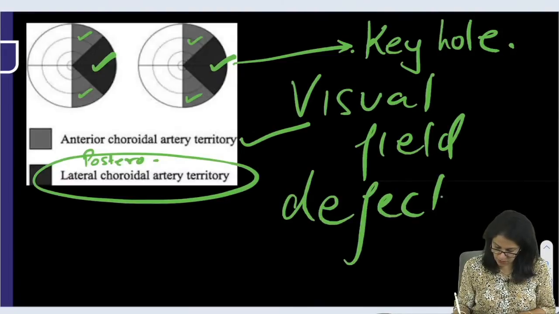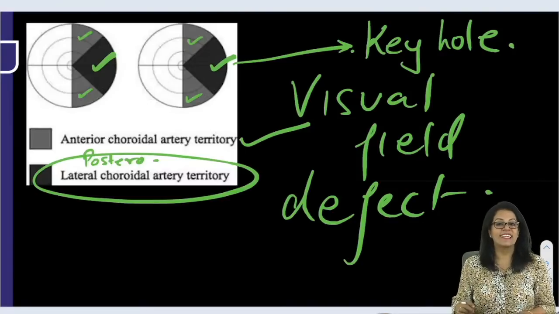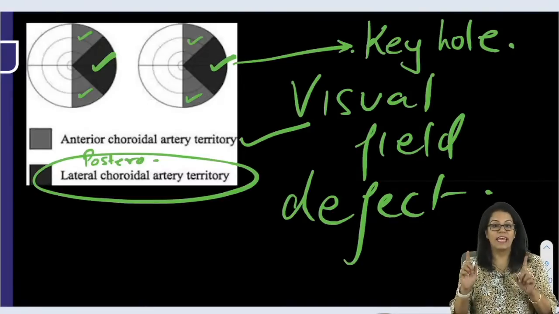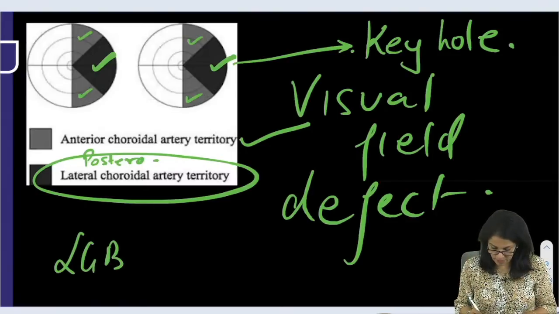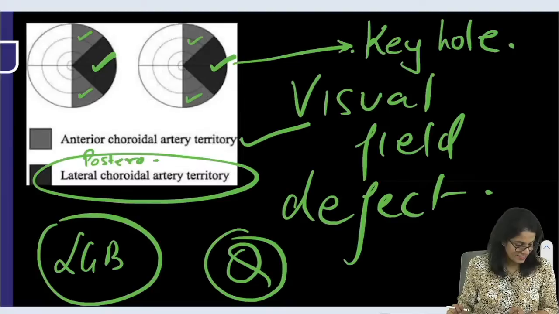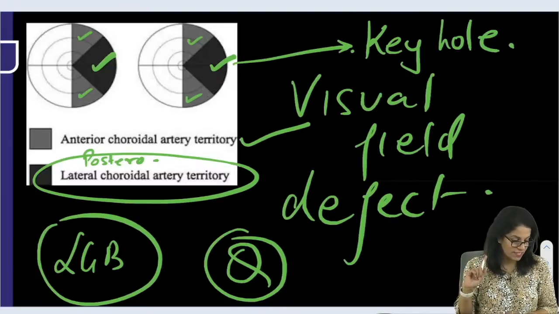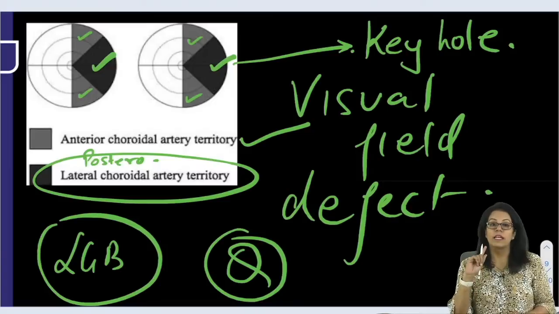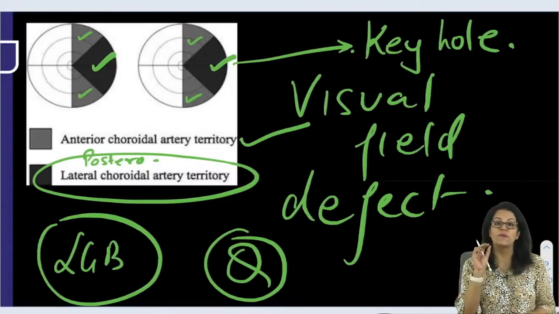Right? So keyhole visual field defect is a feature of LGB lesion. Very important exam question. Okay? No, Avinash, don't get confused with your macula sparing. Yes, we are talking about defect. What does it mean? We are talking about scotoma.